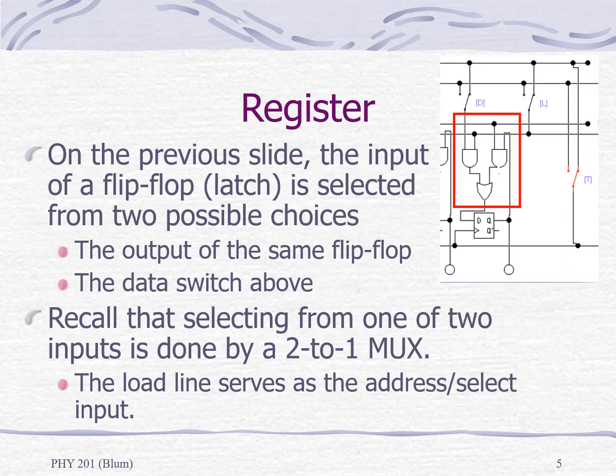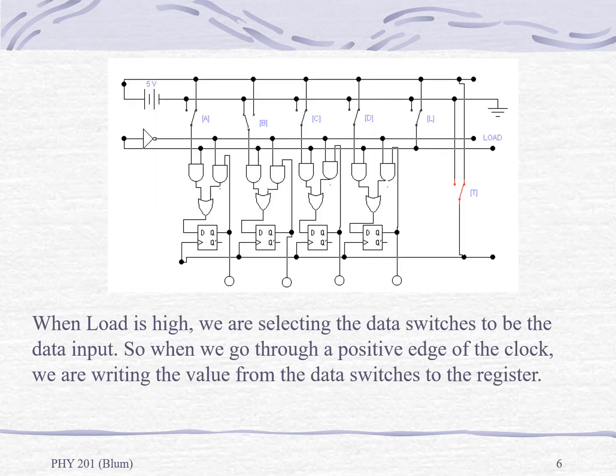The data input of the latch, the D, comes from two possible choices. One of them is the output of the same flip-flop, the Q, and the other is the data switch above, the switch labeled D. We make a choice between two possible sources using a 2-to-1 mux, with a select input, and that is the L. The L is determining the source, and the T is determining when. When the load switch is high, we are selecting the data switches to be the data input. Then we're going to go through a positive edge of the clock.